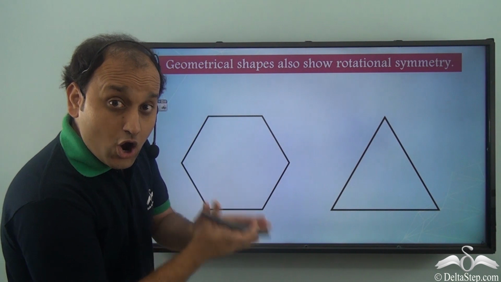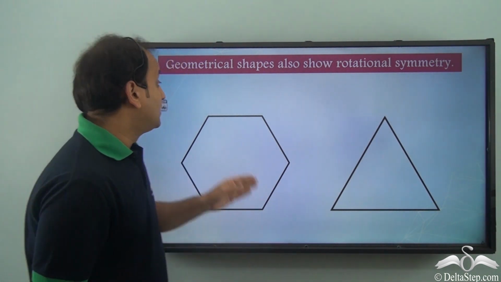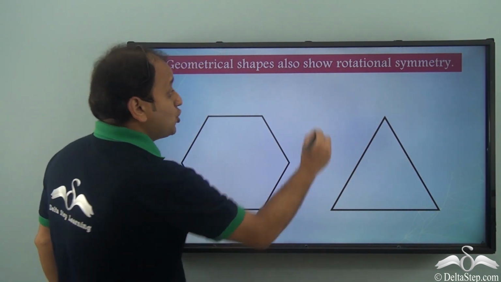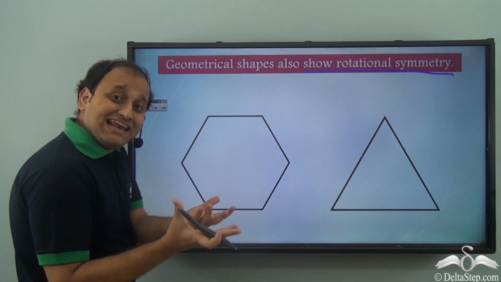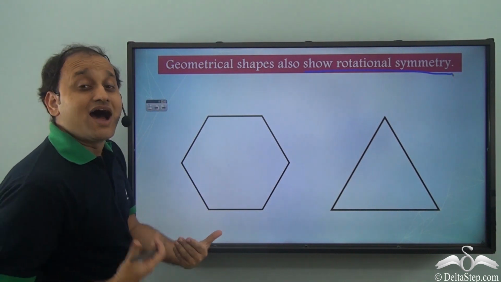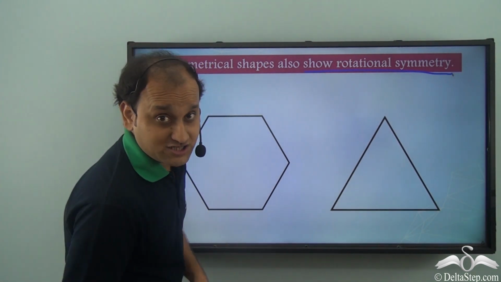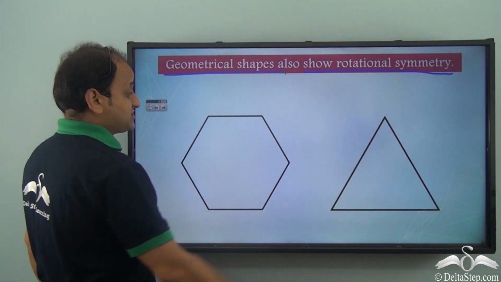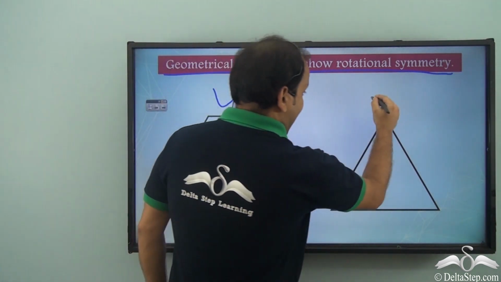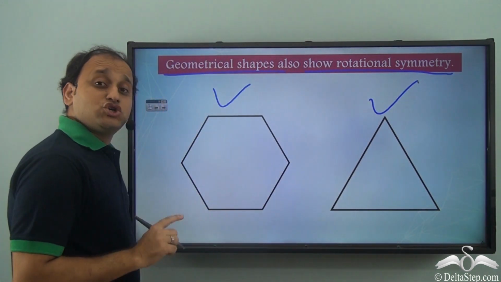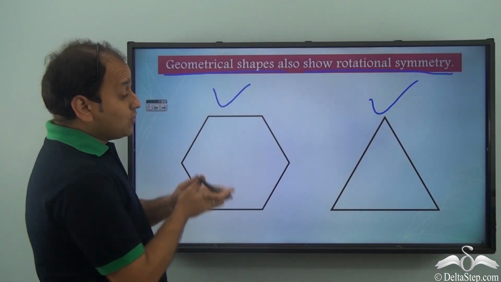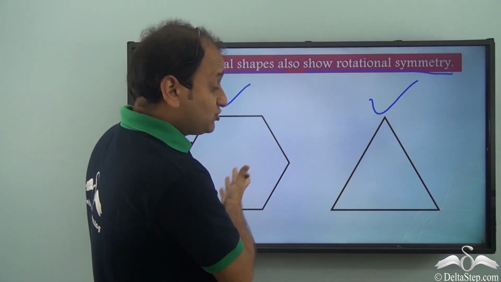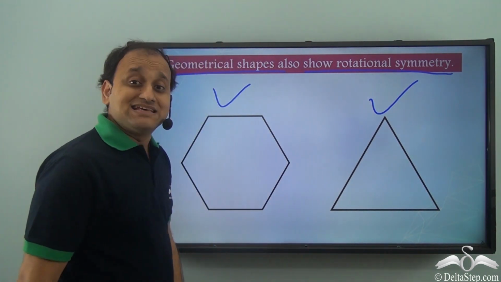Now, not only objects, even geometrical shapes show rotational symmetry. So, not only daily objects like flowers or other such objects show rotational symmetry. When we talk about geometrical shapes such as this and this, even they show rotational symmetry. So, let me show you how these shapes show rotational symmetry.